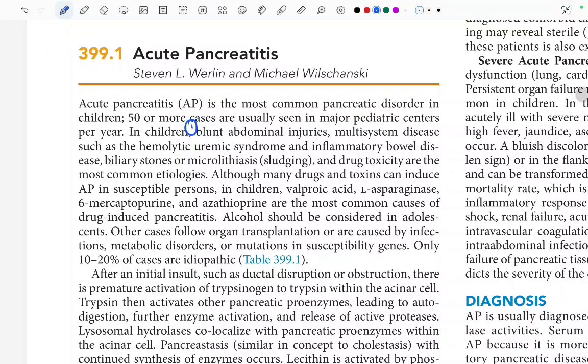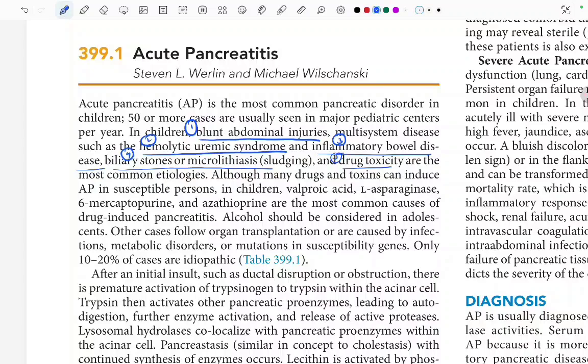First one is blunt abdominal injuries. So you have to remember, if a child is presenting recurrently with pancreatitis every few years or every few months, blunt abdominal injury can be one of the causes. Multisystem disease such as hemolytic uremic syndrome (HUS) or inflammatory bowel disease (IBD), and biliary stones or microlithiasis. Fine. Also, drug toxicity can be one of the causes. These are the most common etiologies.